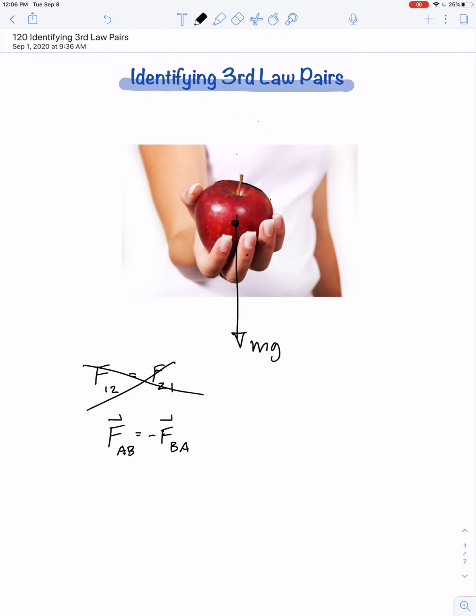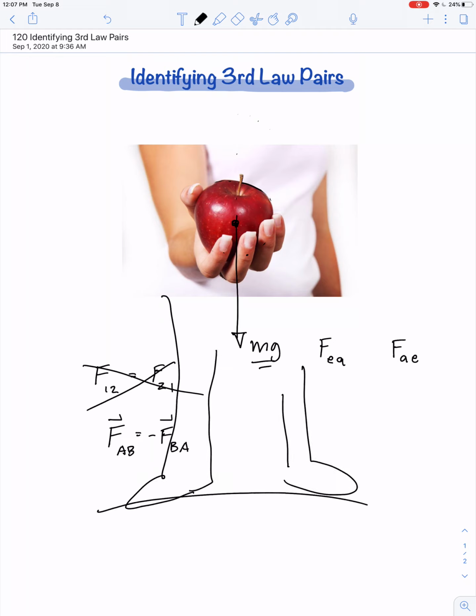But there's another name for mg. This is really the force of the earth on the apple. So there must be a third law pair to that that's the force of the apple on the earth. But we don't really care about that, right? Somewhere this person is standing on the ground, but we're not going to draw a free body diagram for the earth. Who cares, right? Let's just make a couple different free body diagrams. Let's make one for the hand and one for the apple.